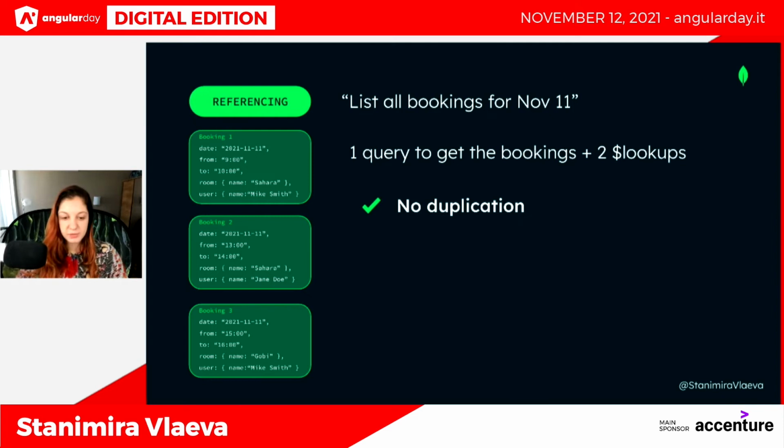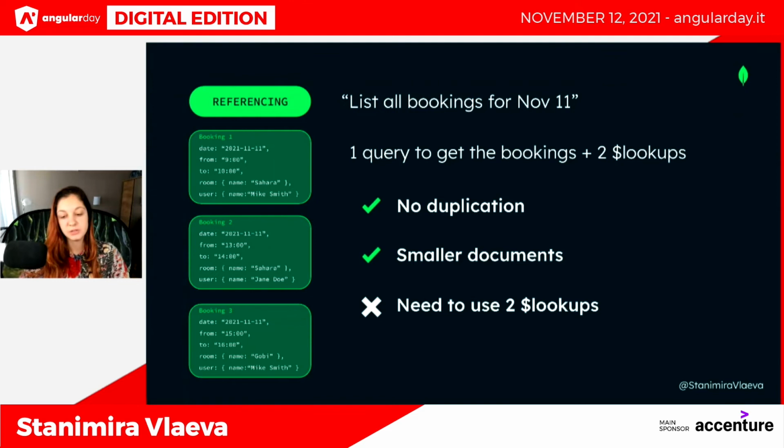The good thing about referencing is that we don't have duplication and we have super small documents, but again, we need to use $lookups. So how do we optimize that?